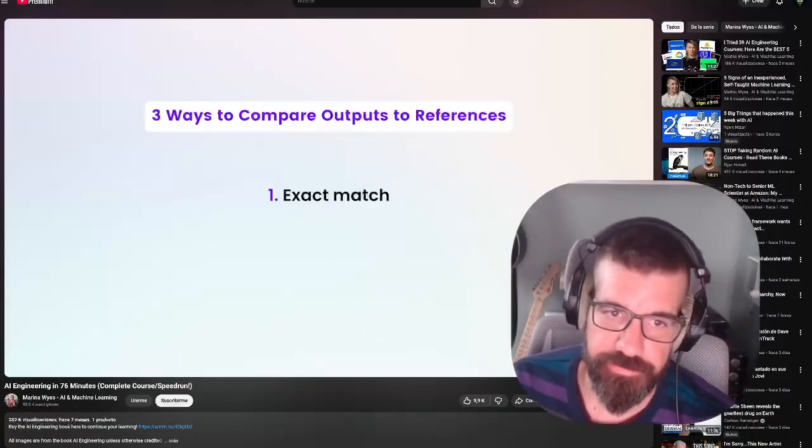This approach is bottlenecked by how much and how fast reference data can be generated, either by humans or AI. There are three main ways to compare outputs to references. First, exact match, a binary measure that works for simple questions with definitive answers, like who was the first woman to win the Nobel Prize?